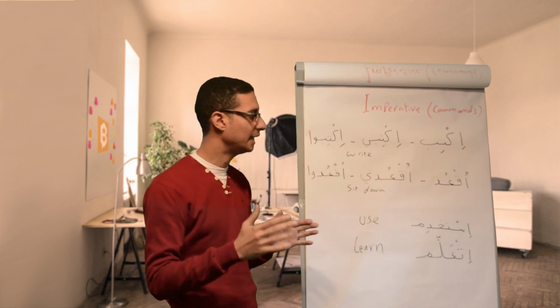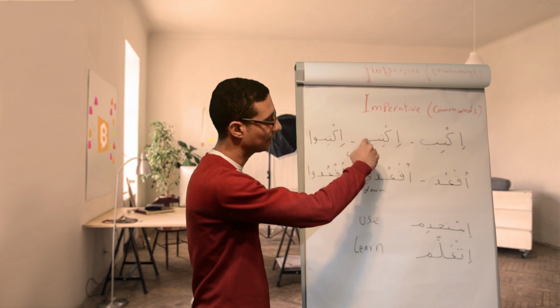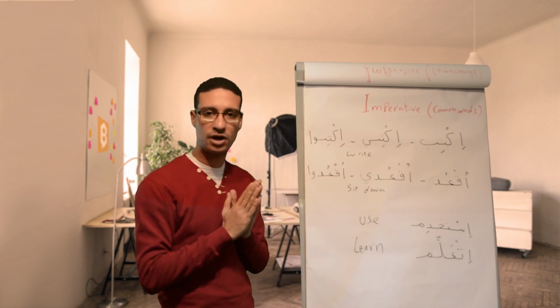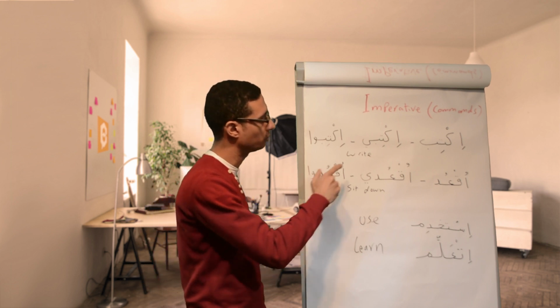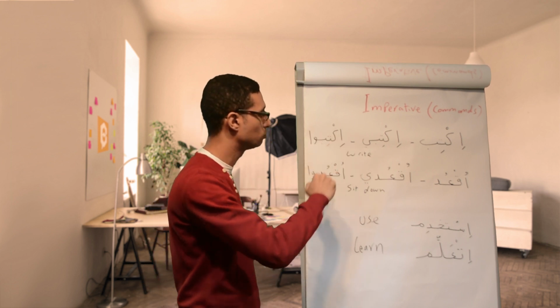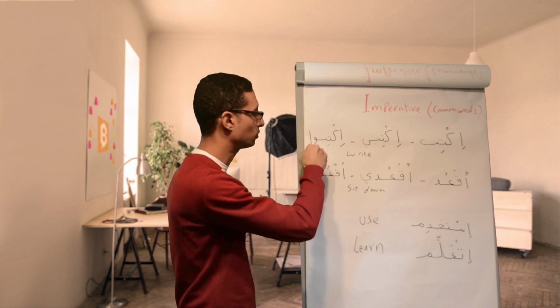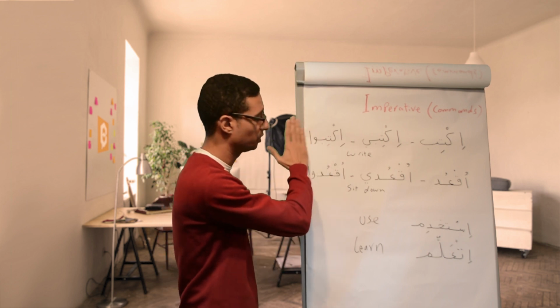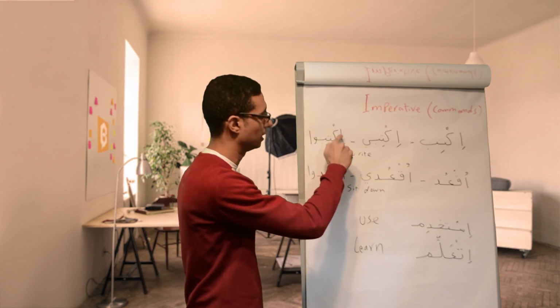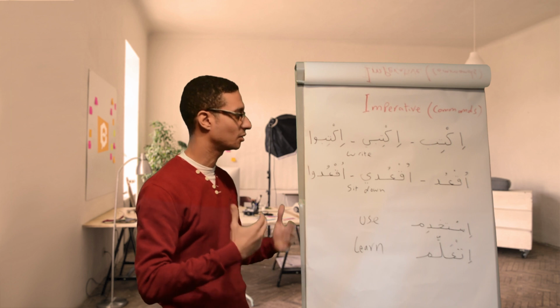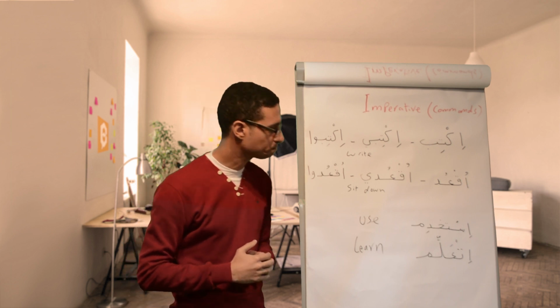So yaktib, iktib. The feminine is iktibi, we add e to give a command to a woman, and then iktibu to a group of people. So iktibu. The alif is not pronounced, so sometimes people just delete it. Yet in Egyptian Arabic people are more relaxed.